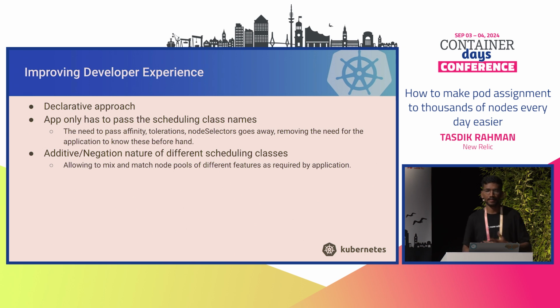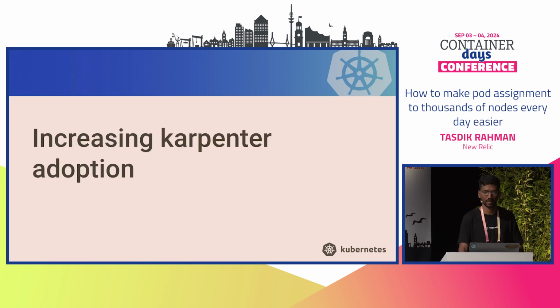The additive and negation nature of different scheduling classes allows us to mix and match different scheduling classes so that the application is matching up to different node pools of different features as and when required by the application. So we noticed that the developers were starting to adopt this more and more, and we were also getting a couple of other benefits which we are going to talk about in a few slides, one of them being we increased our Karpenter adoption via this approach.